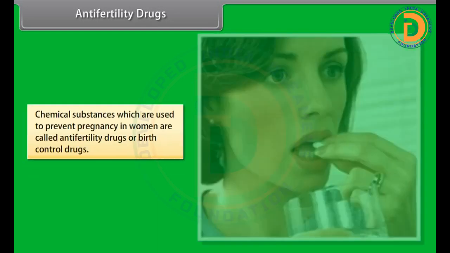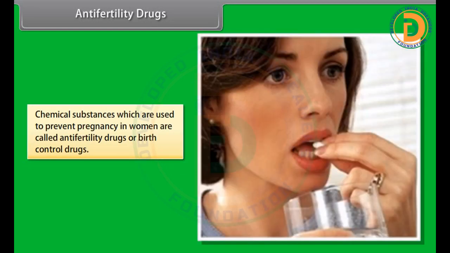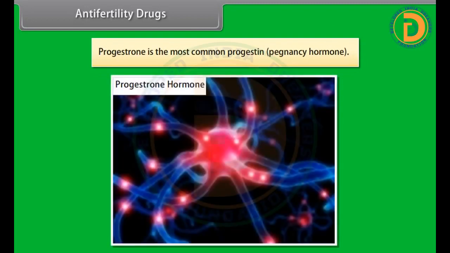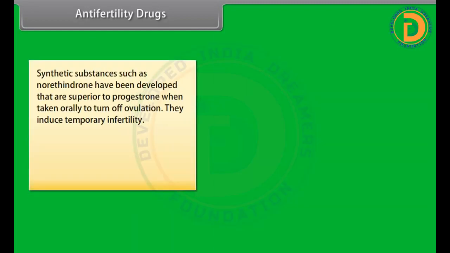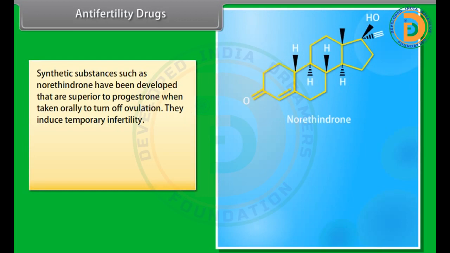Anti-fertility drugs. Chemical substances which are used to prevent pregnancy in women are called anti-fertility drugs or birth control drugs. Progesterone is the most common progestin. Synthetic substances such as norethindrone have been developed that are superior to progesterone when taken orally to turn off ovulation.